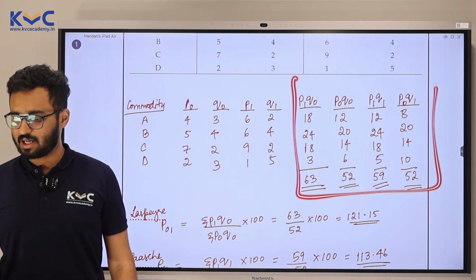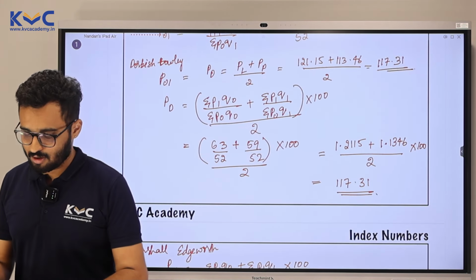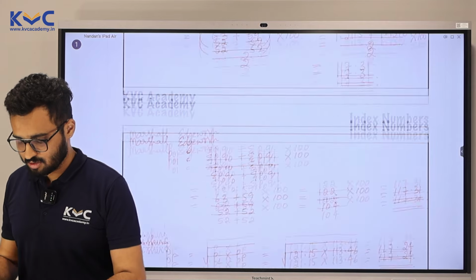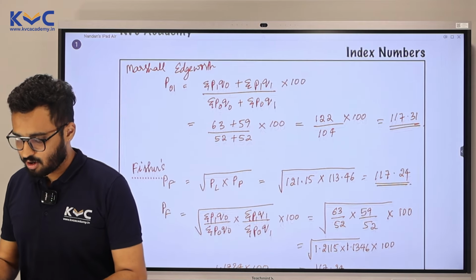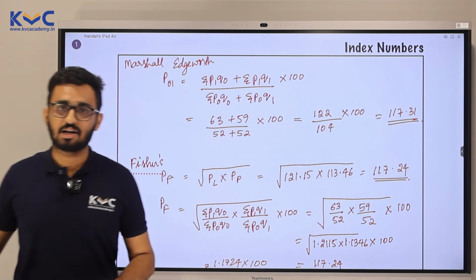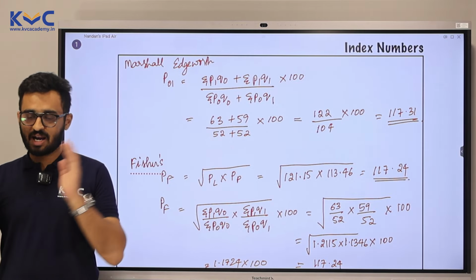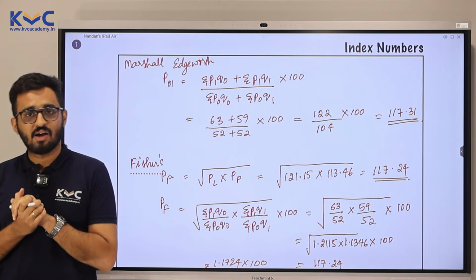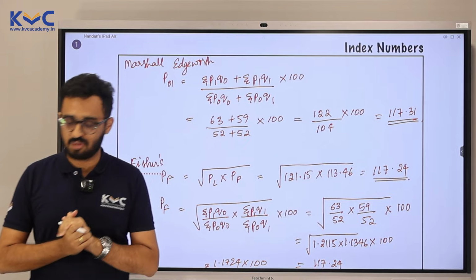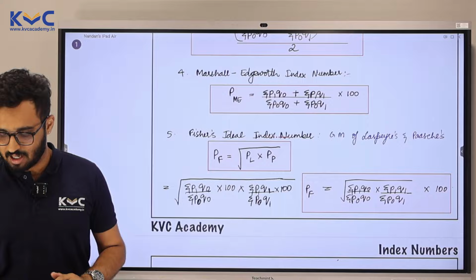So first prepare the table with all these combinations and then use the formula of Dorbish, Bowley, or the formula of Marshall, Edgeworth, or the formula of Fisher's. Is that clear? Wonderful calculation there, right? Great. All of you did a great job calculating it with me. So with that, weighted aggregative index numbers are done.